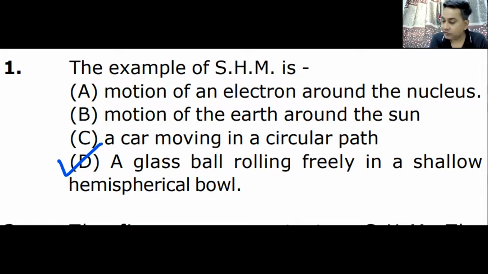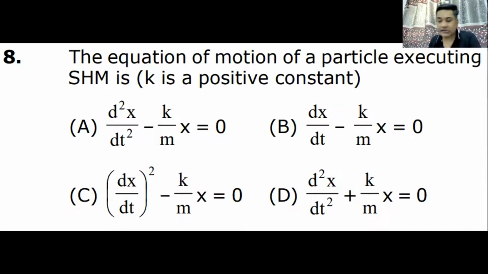Let us now move on to the next one, and I think you will see that most of the questions that are coming here, we have already done in theory. This is question number 8. The equation of motion of a particle executing SHM. I gave you the differential equation. You just have to tell me which one of these equations is the correct one, A, B, C, D. Which is the correct option?